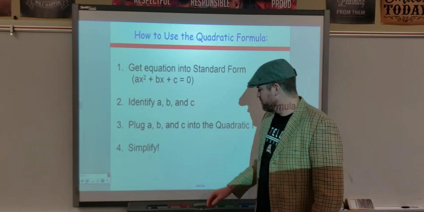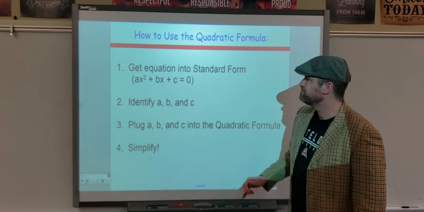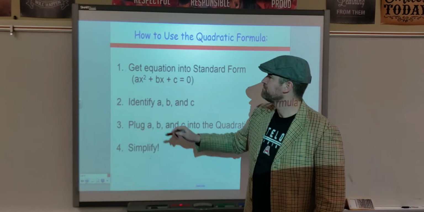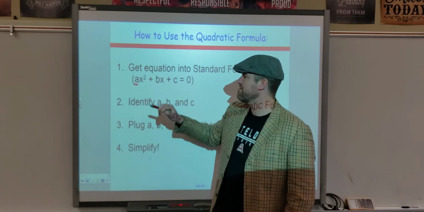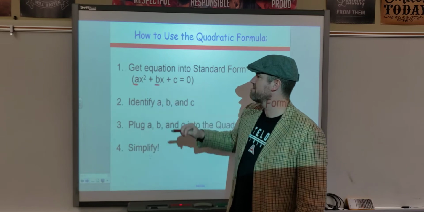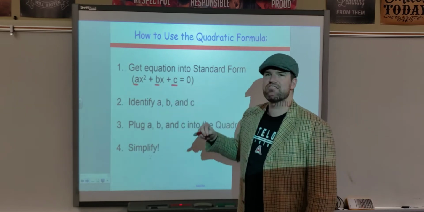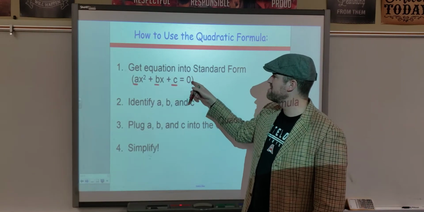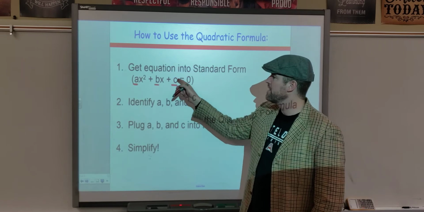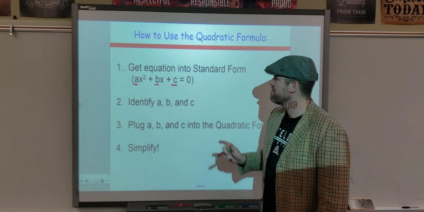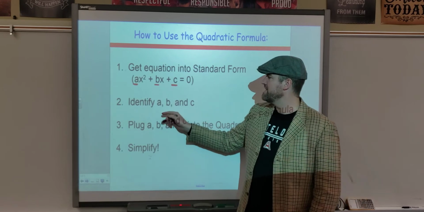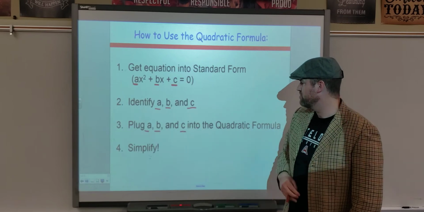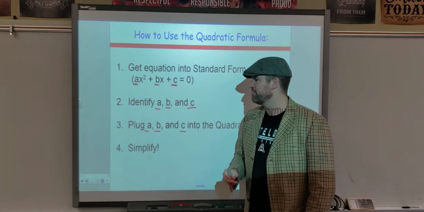All right. So, when we talk about the A, B, and C in the formula, the A, B, and C come from standard form of a quadratic equation. So the term in front of your x squared is your A, the term in front of your x is your B, and your constant is your C value. But notice that it does have to be equal to 0. So if this is not 0, you're going to add or subtract that number and move it over to the left side. So to use the quadratic formula, we're going to identify our A, B, and C. We're going to plug our A, B, and C into the quadratic formula, and then we're going to simplify.